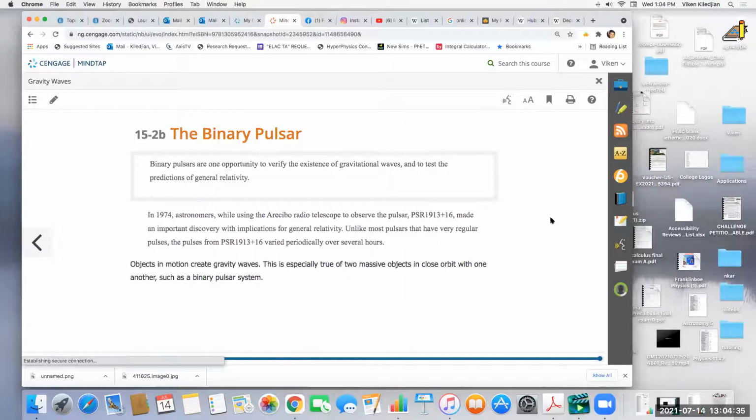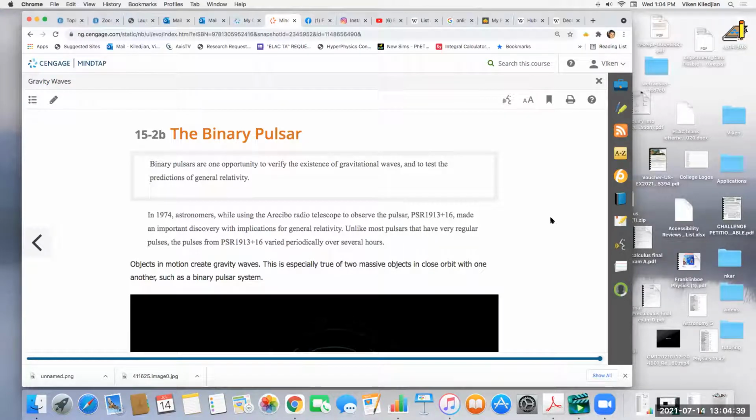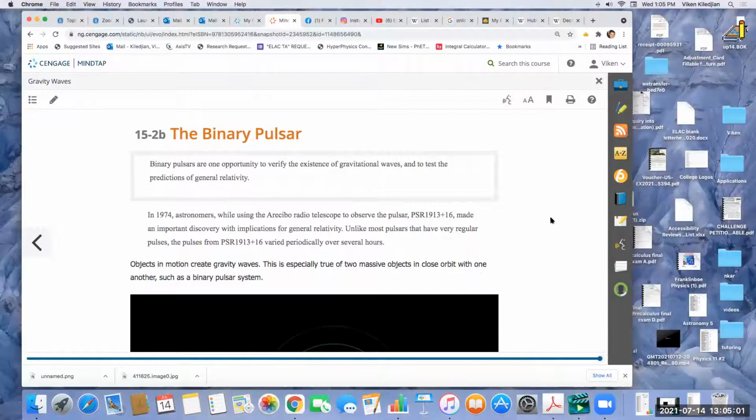The binary pulsar. Binary pulsars are one opportunity to verify the existence of gravitational waves and to test predictions of general relativity. That means these are two pulsars rotating around each other, and we saw in the last lab that there are a lot of pulsars like that. Remember, they are binary pulsars, and even the pulsars that were in globular clusters, which are likely to have binary pairs. Since these objects will distort space so much, they will actually cause gravitational ripples.